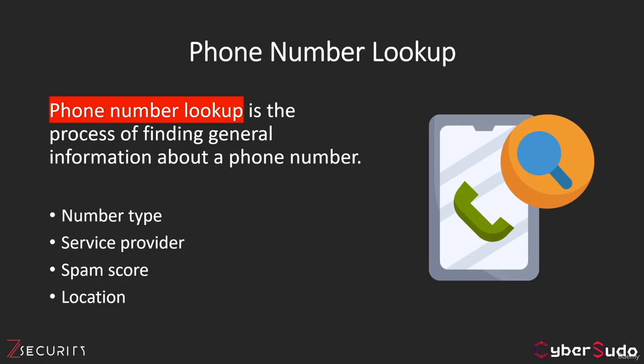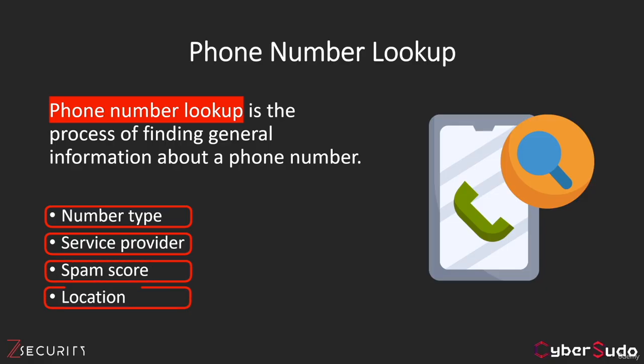So let's assume that you were able to get someone's phone number and you would like to know whether this is a landline number, wireless number, or VoIP phone number. In order to do this, we are going to perform a phone number lookup that will show us the number type, whether it's a landline number, wireless number, etc. And this will also show us the service provider, spam score, and the estimated location of this phone number.